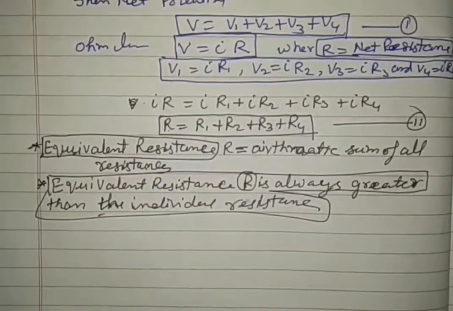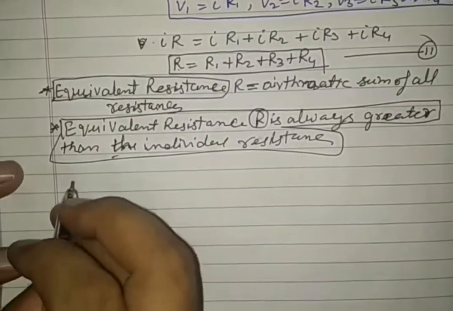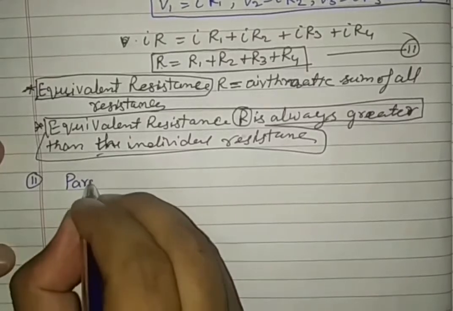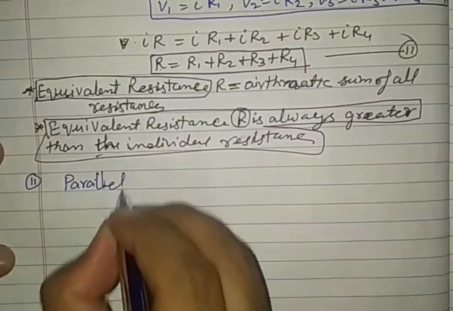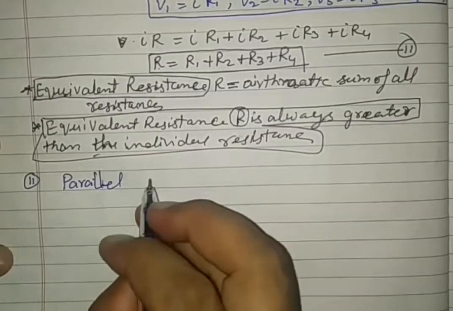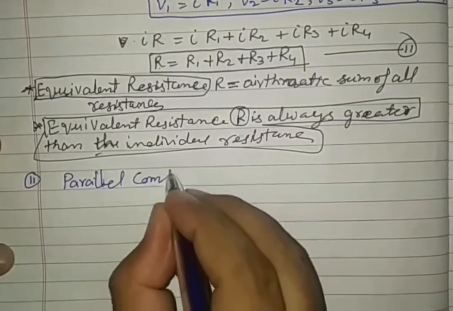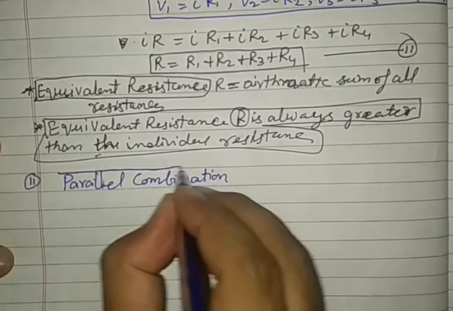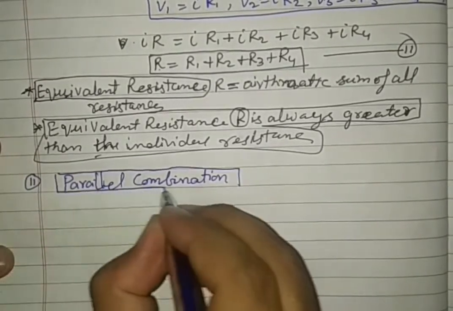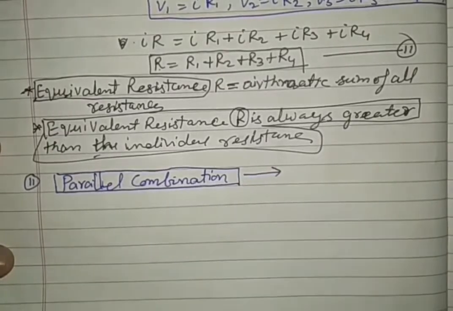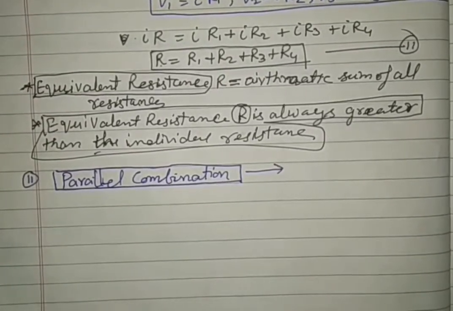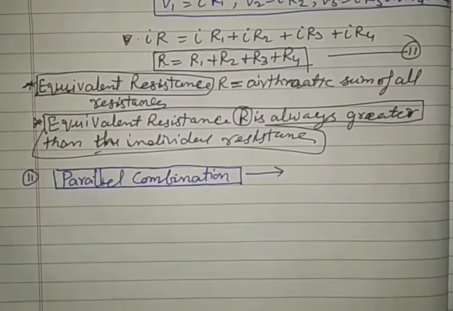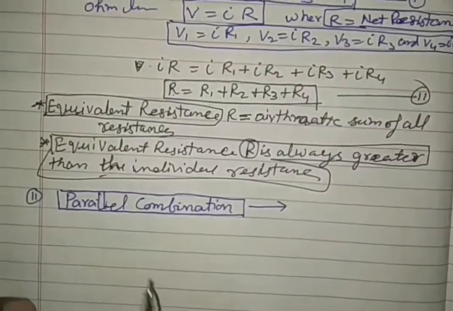Now we are going to see the second combination of resistances, that is the parallel combination. See the parallel combination of resistances. In a series combination, I have told you they are connected one by one, but now all these four resistances I am going to connect in the diagram. See carefully.